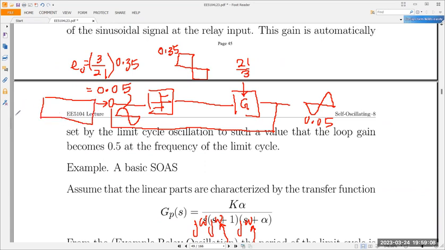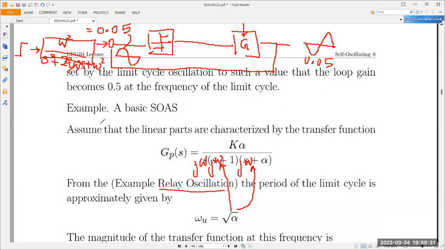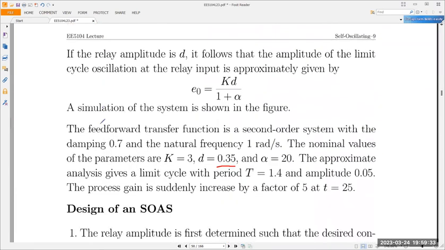So a unit step goes inside this filter. This filter is a standard filter, omega square over s square plus 2 zeta omega s plus omega square. And the question says that zeta is 0.7 and omega n equals 1.